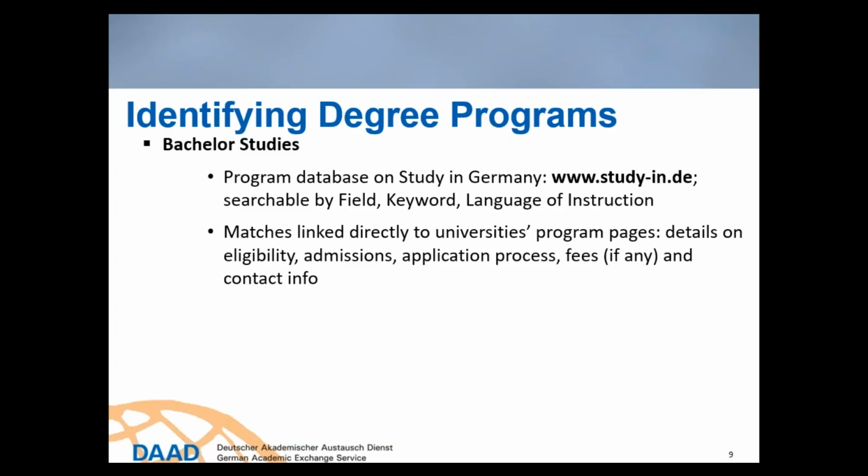At the core of this portal is a searchable database with entries on all the degree programs currently on offer at German universities. And you're able to search that database by any number of criteria: keywords, field of study, location of study, language of instruction. Any matches that are generated are linked directly to the university program pages, and that's where you'll find the detailed information that you need around questions such as eligibility, admissions, application process, fees, if any, and contact information. So that's a great place to start.